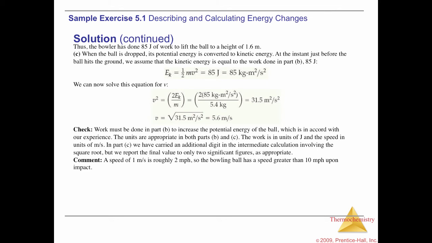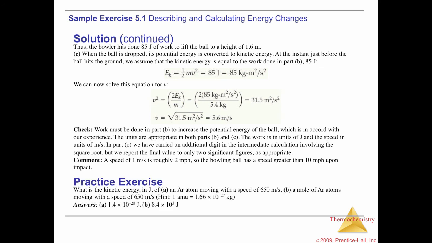Work must be done in part B to increase the potential energy of the ball, which is in accord with our experience. The units are appropriate in both parts B and C. The work is in units of joules and the speed in units of meters per second. In part C, we have carried an additional digit in the intermediate calculation involving the square root, but we report the final value to only 2 significant figures as appropriate. A speed of 1 meter per second is roughly 2 miles per hour, so the bowling ball has a speed greater than 10 miles per hour upon impact.